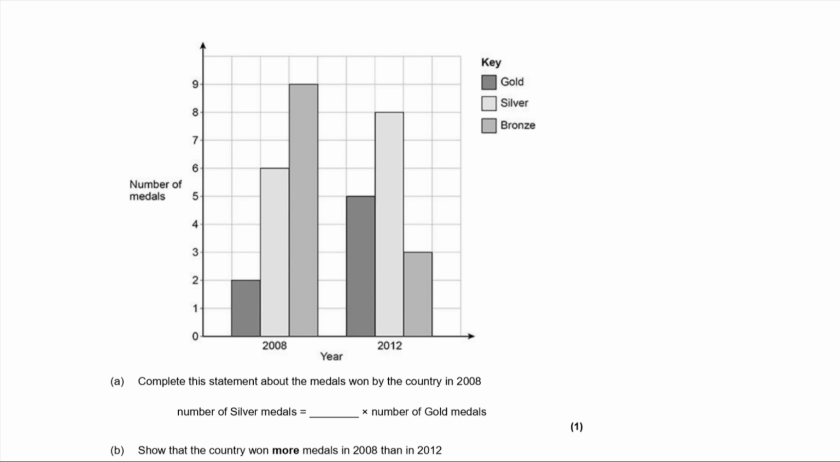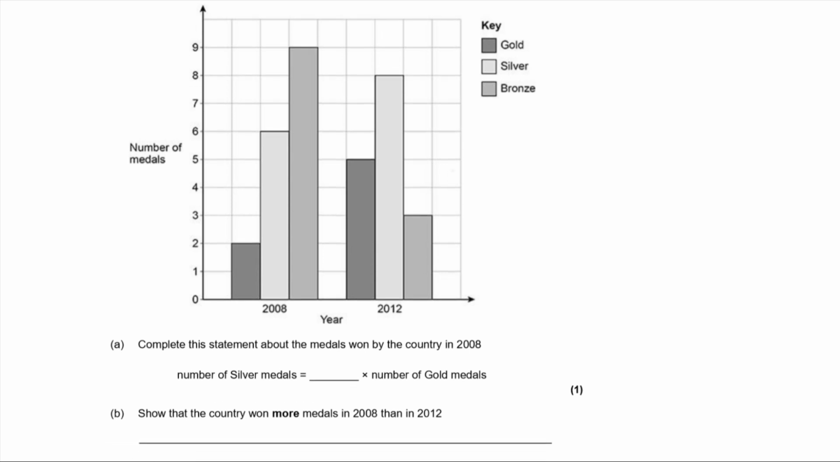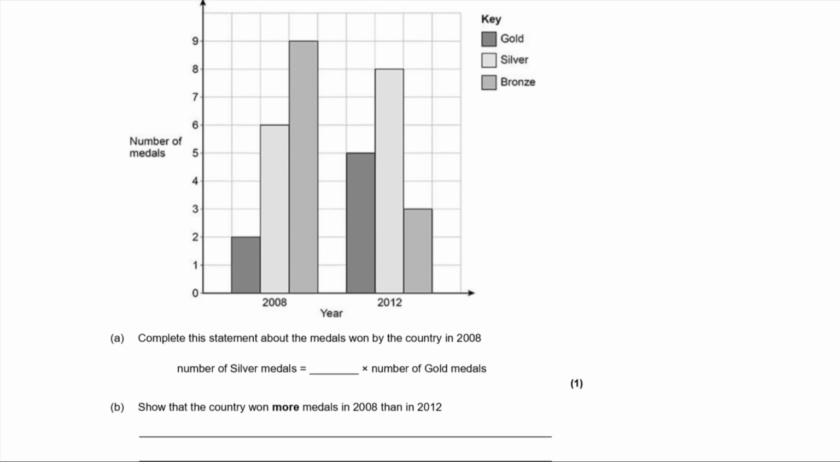The darker bar is the gold, the lighter bar is the silver, and the other one is the bronze, the middly bar. Okay, and then we need to answer some questions about this composite bar chart. So complete the statement about the medals won by the country in 2008. The number of silver medals equals something times the number of gold medals.